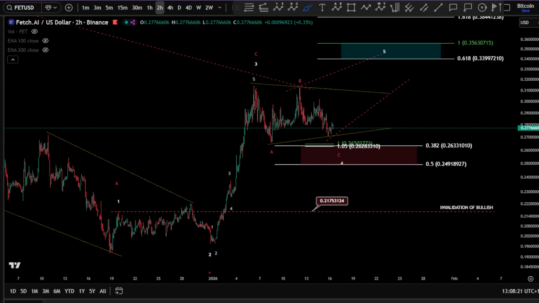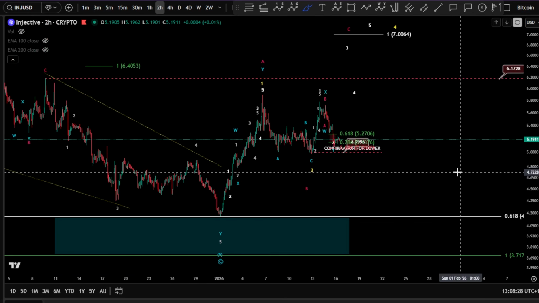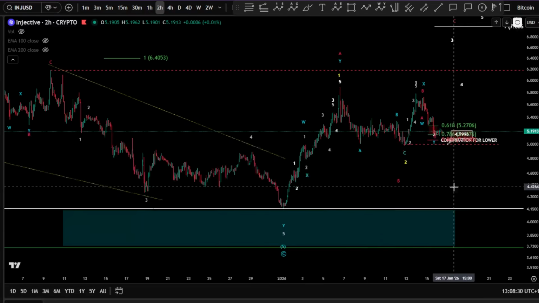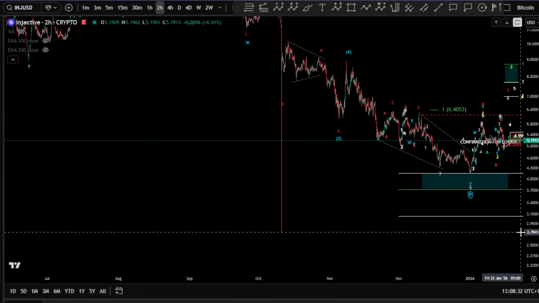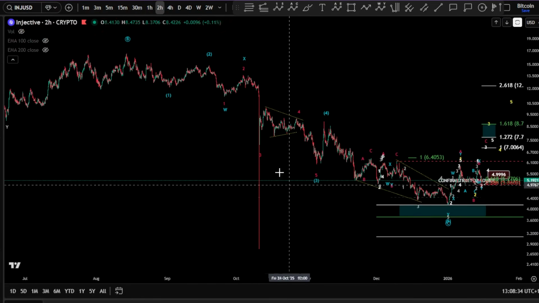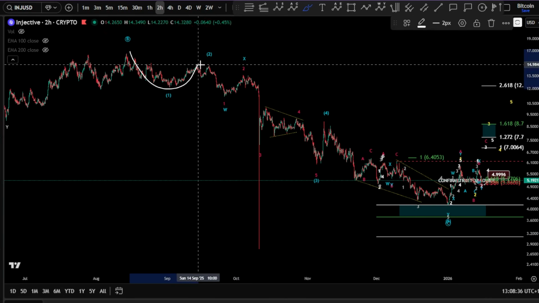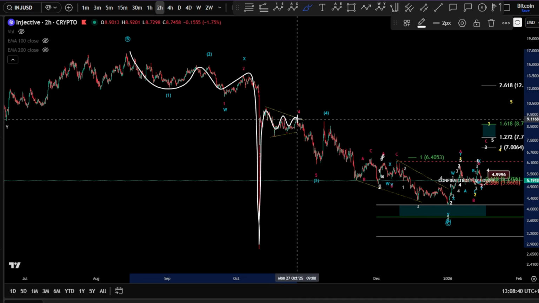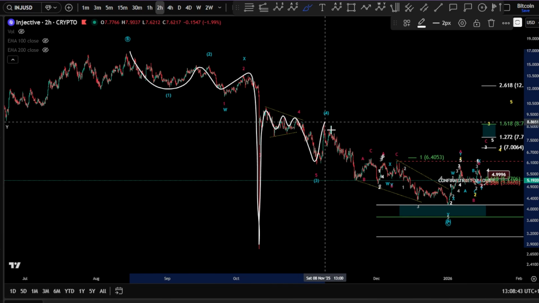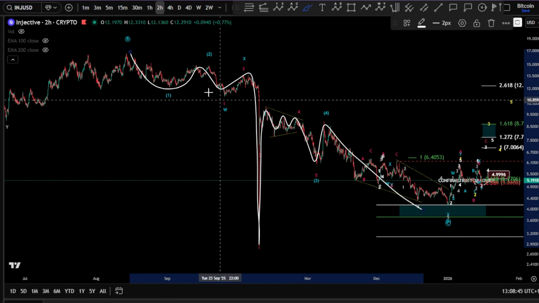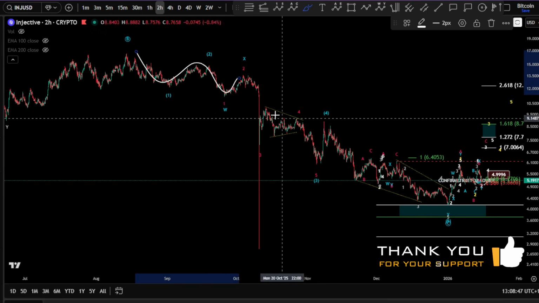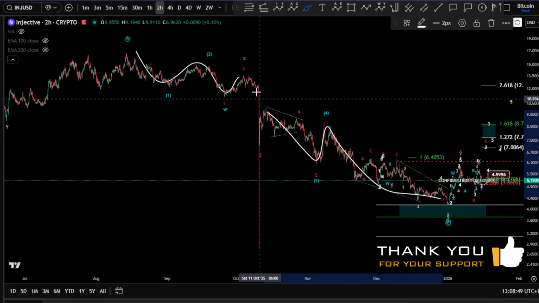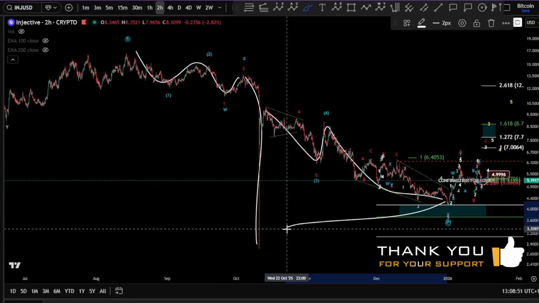Okay, so that was it for FET. Let's move to the next one, which is Injective here. For Injective as well, we are looking at a little bit of the all-time history, I mean this complex structure, double 1, 2 here. Wave 3 can be, wave 4 triangle, wave 5, and then 4 and a 5. Because we have double 1, 2, double 4, 5, wave 3 truncation.